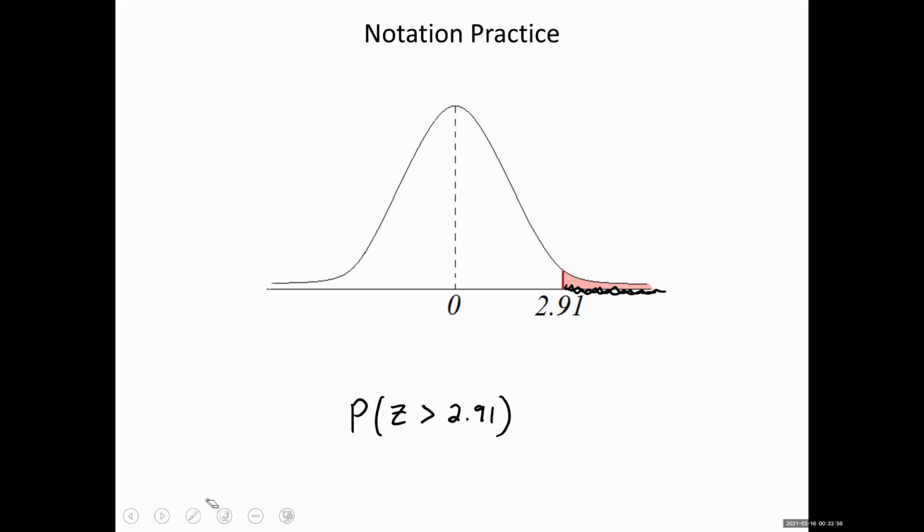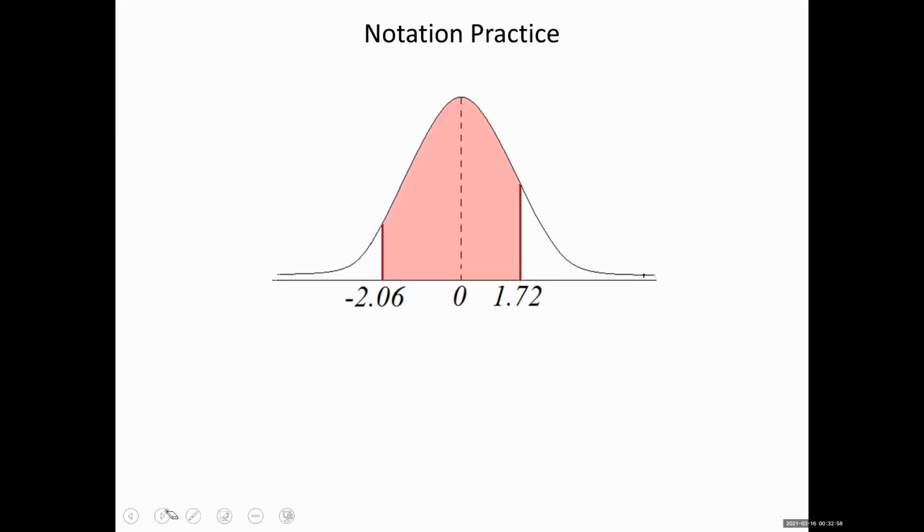Okay, let's go to the third kind of problem. So here's another area. This is still the standard normal distribution. That area is a probability of something, and I want to write the notation for it. So the notation goes like this. It's going to be probability, but this is a little bit different. We're not shading to the left of a number or to the right of a number. We're shading between 2 numbers.